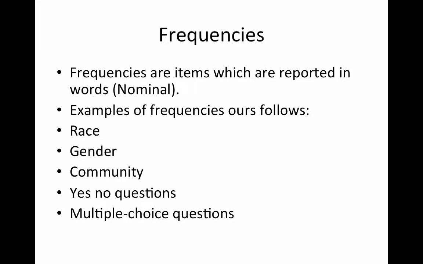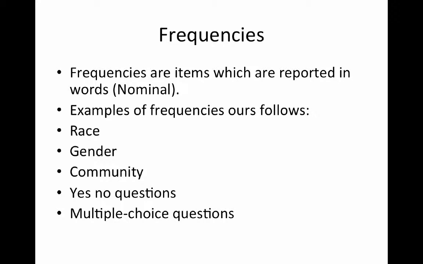Frequencies are items that are reported in words. Nominal, we talked about this in the central tendencies. Nominal means words. Okay, so examples of frequencies are race: white, black, Asian, Pacific Islander; gender, male and female; community, rural, city, large city, small city; yes/no questions. Have you ever made 5 free throws in a row? Yes or no. And multiple choice questions, which could be a range like 0 to 1, like we talked about before, or any kind of multiple choice question. Gender and community are not really questions because they didn't come from a real question.